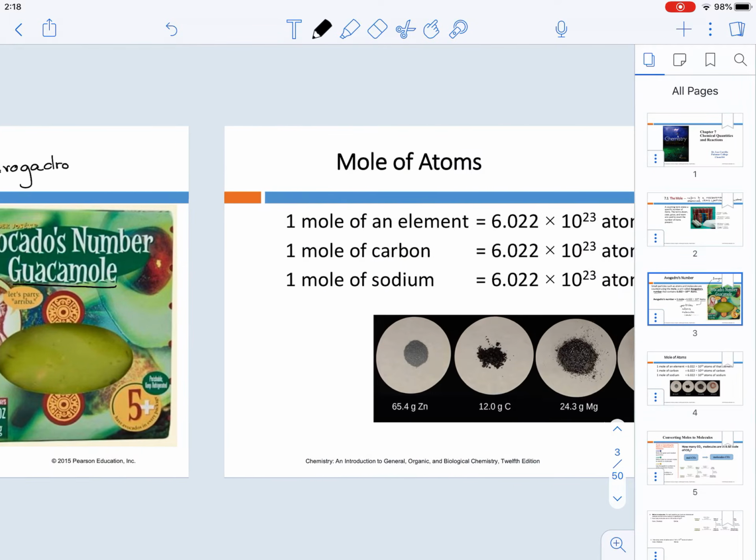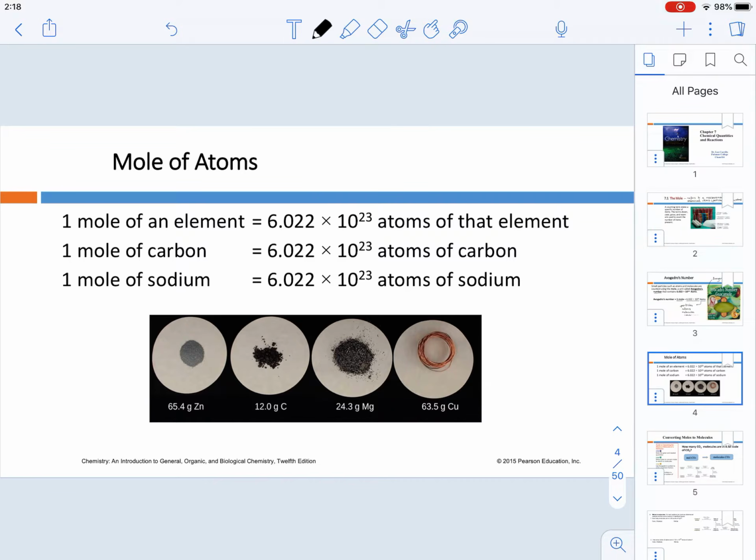Now, when it comes to a mole in terms of elements, as you can see, if we have 1 mole of an element, it's going to equal that value, 6.022 times 10 to the 23rd atoms of that particular element. Now, you can have 1 mole of any element. As you can see, 1 mole of carbon is going to equal 6.022 times 10 to the 23rd atoms of carbon. We can have 1 mole of sodium, and it's also going to equal Avogadro's number, which is 6.022 times 10 to the 23rd atoms.